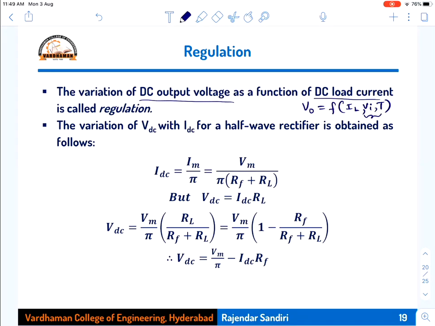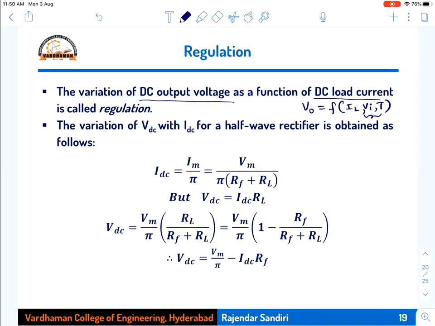So how will the output voltage depend on the load current? When the load is 0, what happens? When the load is full, what happens? Those DC values we have to calculate, and we have to calculate the percentage voltage regulation. If the voltages at no load and at full load are the same, then we call that an ideal regulator. So the percentage load regulation should be 0. Then only it is an ideal regulator. Otherwise, it should be as close to 0 as possible.